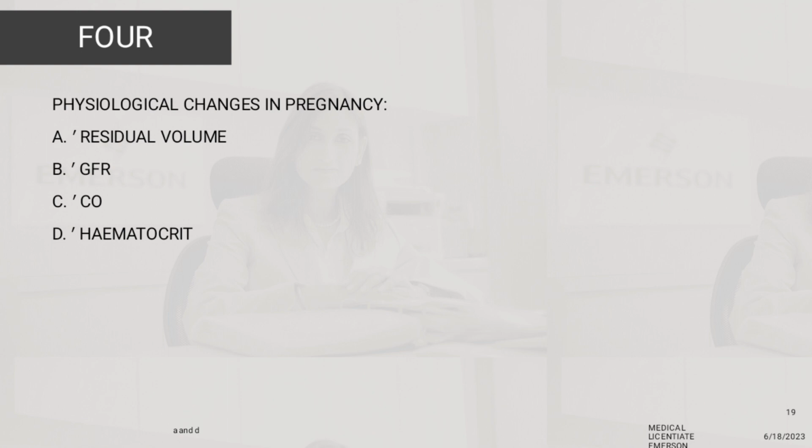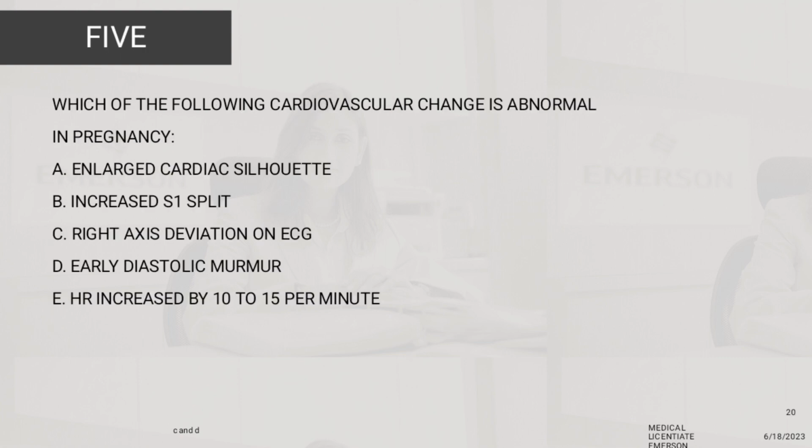Okay, then the next MCQ was on physiological changes in pregnancy. So there will be decreased result volume, and also the hematocrit is going to decrease. That's some of the things you have to know. Then which of the following cardiovascular changes is abnormal in pregnancy? Right axis deviation on ECG, that's one. Then D, which is early diastolic murmur. Those are some of the things which are correct on these MCQs.